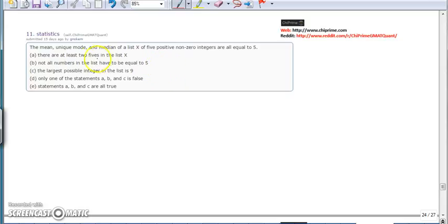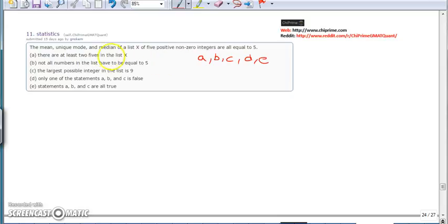Alright, so let's begin. It's a problem from statistics, and here we're given that the mean, the unique mode, and the median of a list of 5 positive non-zero integers are all equal to 5. So let's just say the 5 positive non-zero integers are A, B, C, D, and E.